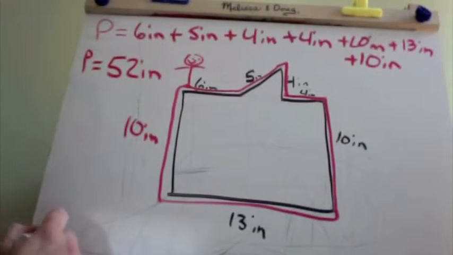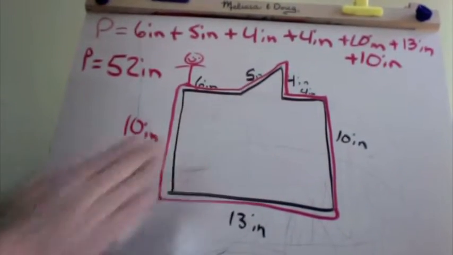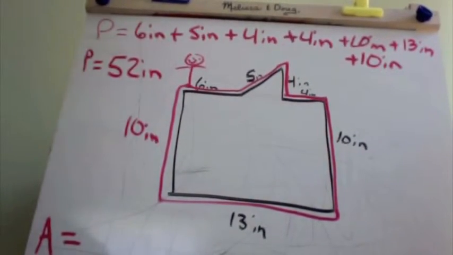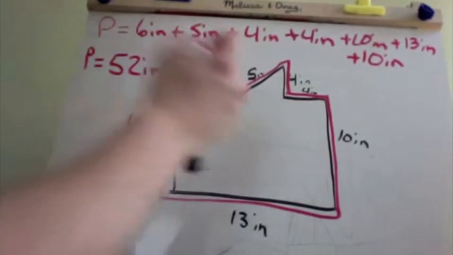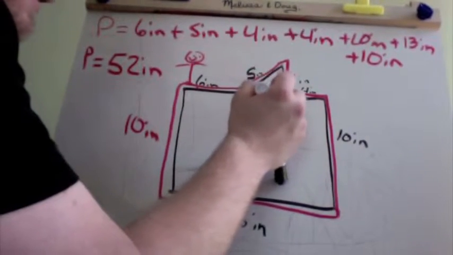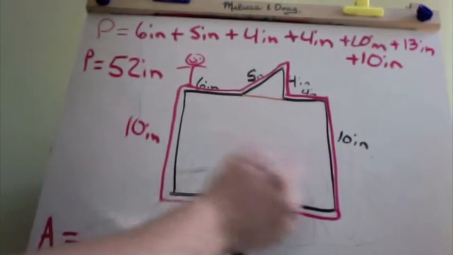Now for area, remember the area is the surface. We've got to figure out what that is. Okay, so for area, we need to be able to break this thing into recognizable chunks. Okay, and I look at this and go, well, if I had a line right there, up here I've got a triangle, and down here I have a rectangle.